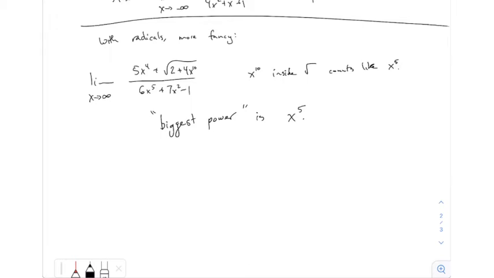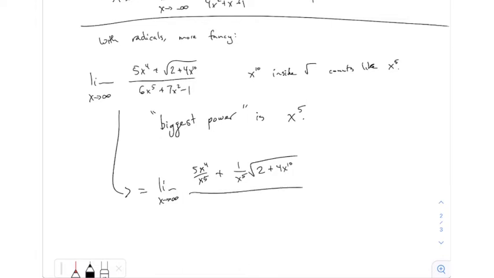Anyway, now that I know the biggest power is x to the 5, I'm going to proceed like we did before. So divide everything through by x to the power 5. So this limit here equals, then, 5x to the 4 over x to the 5. Now something slightly weird is going to happen with this root. I'm going to just write it as 1 over x to the 5 times the whole root, 2 plus 4x to the 10. And then I get 6x to the 5 over x to the 5 plus 7x squared over x to the 5 minus 1 over x to the 5. Right?